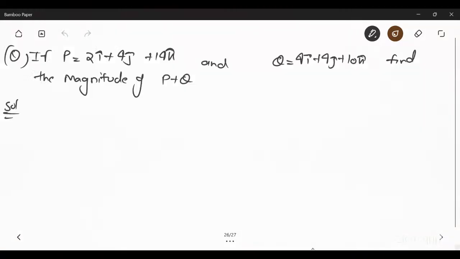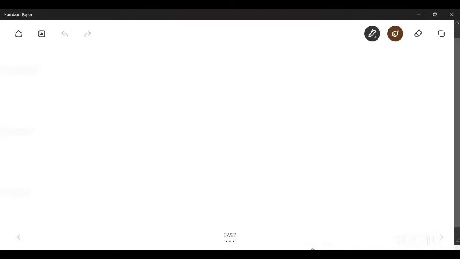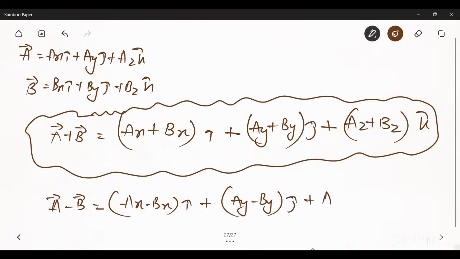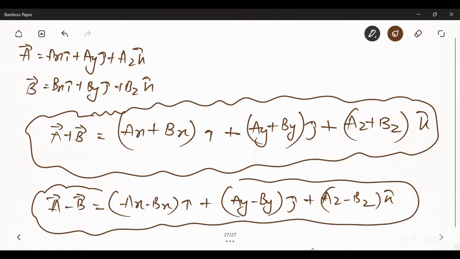Okay. Now similarly you can find the subtraction of two vectors. Two vectors can be subtracted only by their ith term, jth term, and kth term. Only the ith term will be subtracted by the ith term, only the jth term by the jth term, and only the kth term by the kth term. A minus b is ax minus bx i cap plus ay minus by j cap plus az minus bz k cap. So that was the addition and the subtraction of vectors.